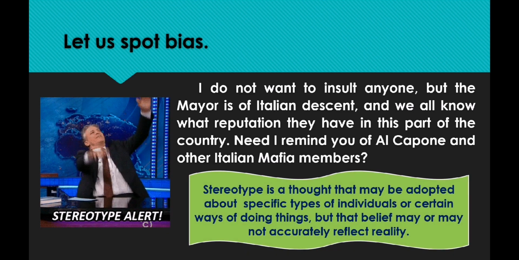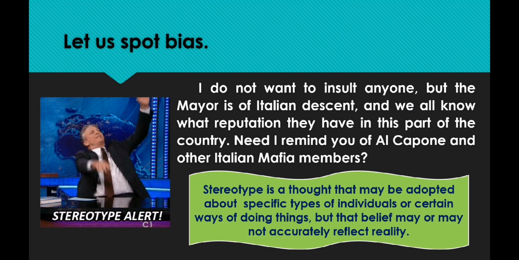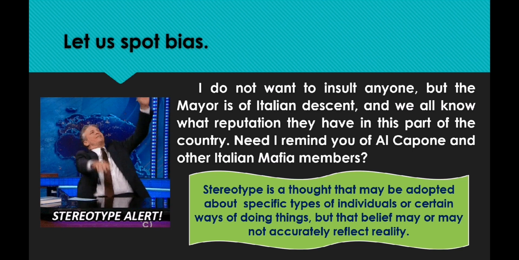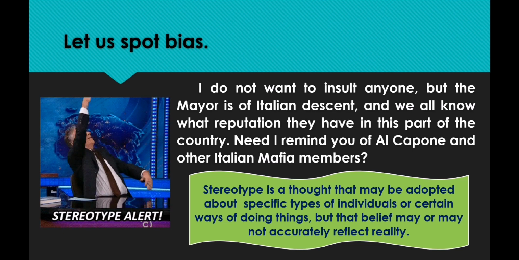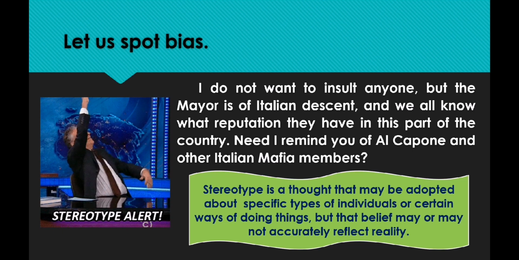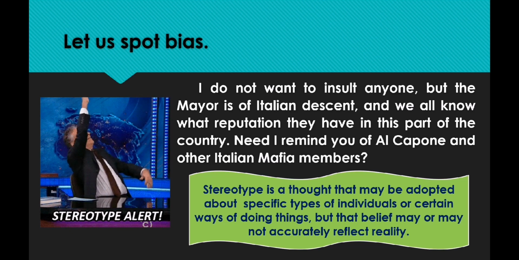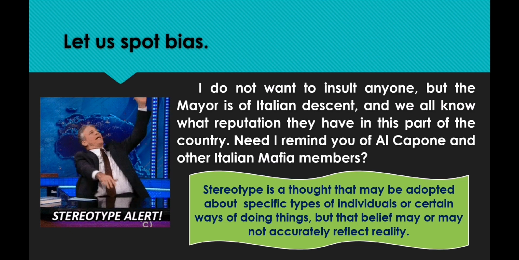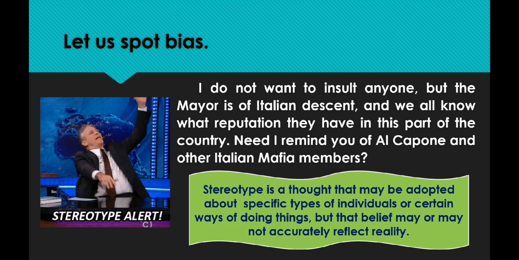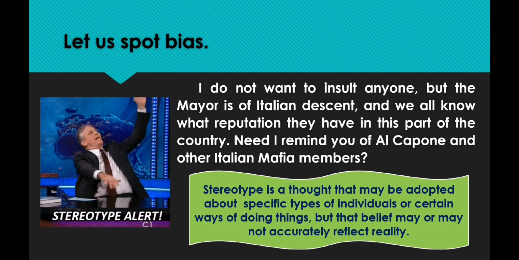Stereotype is a thought that may be adopted about specific types of individuals or certain ways of doing things, but that belief may or may not accurately reflect reality. So katulad na lang dito, dahil siya is of Italian descent, mafia member na agad, or gangster or mobster na siya agad. Katulad na lang dito, isa pang example ng stereotype. Kapag mayroong tattoo, criminal agad or addict agad. So this one is clearly an example of bias.